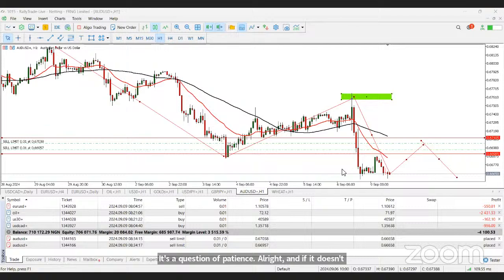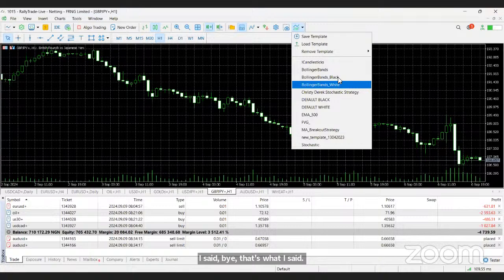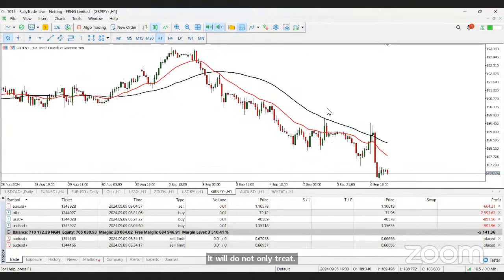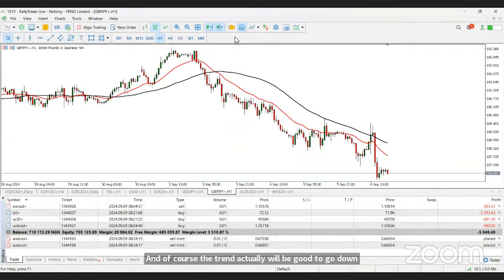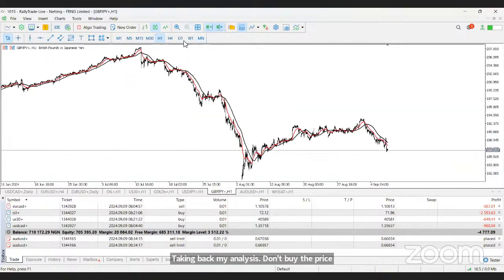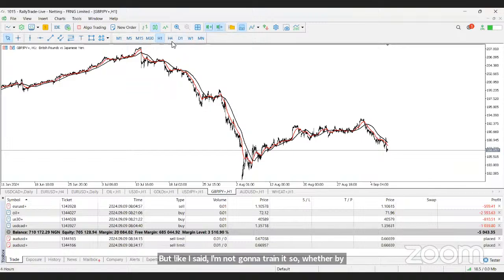GBPJPY, I think I've answered Ogbeyi, but Ogbeyi, your message is still coming again. I said buy. That's what I said. And I actually analyzed it, and I feel that the price could actually go up, even though I'm not on the trade. I must confess, I'm not trading it. I'm not interested in trading it. But of course, the trend actually looked good to go down though. Please, Ogbeyi, don't buy. I take back my analysis. Don't buy. The price could actually go down. But like I said, I'm not going to trade it. So whether buy or sell, I'm not interested in JPY.